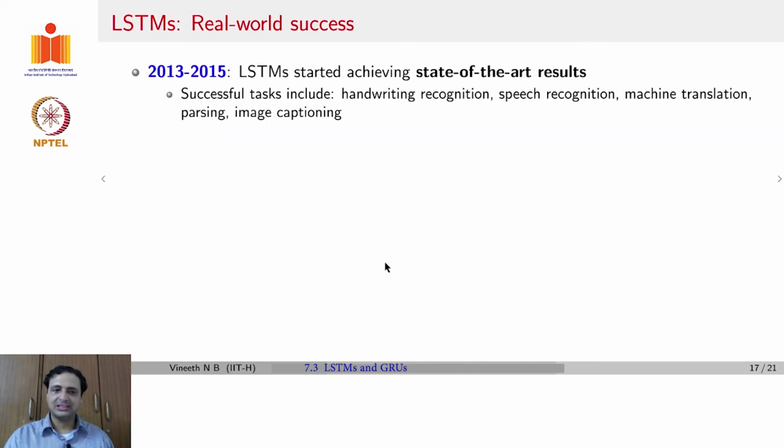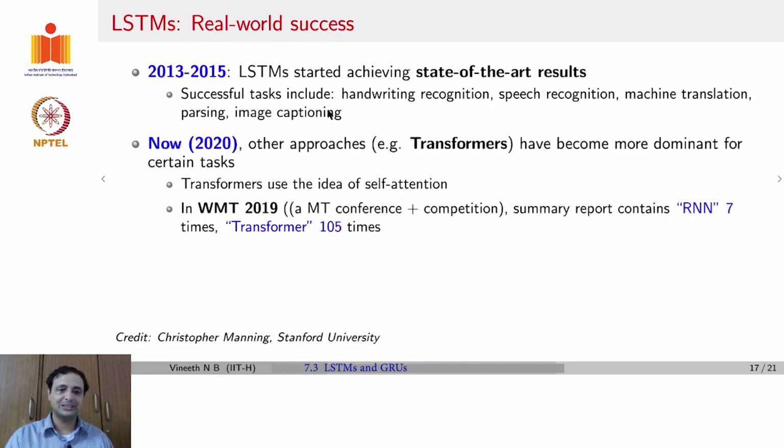Over the last few years, especially between 2013 and 15, LSTMs started achieving state-of-the-art results on various applications such as handwriting recognition, speech recognition, machine translation, parsing, image captioning, and so on, so that they started becoming the default choice for doing sequence learning. However, while we won't have the opportunity to discuss this now, in 2020, as we speak, one of the hottest trends to handle sequence learning problems is known as transformers.